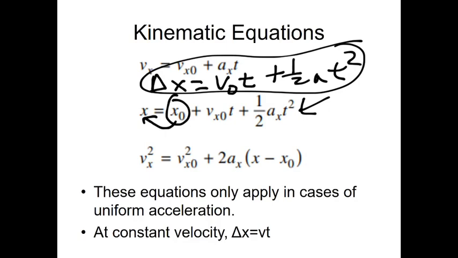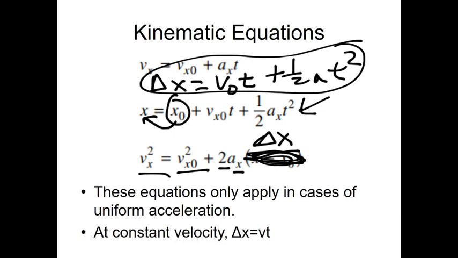The final formula is the final velocity squared is equal to the initial velocity squared plus 2 times the acceleration times the quantity final position minus initial position. Very oftentimes, instead of writing it this way, you'll just see this written as delta x. So oftentimes you'll see v squared equals v0 squared plus 2a delta x. Now remember that these equations only apply in cases of uniform or constant acceleration.